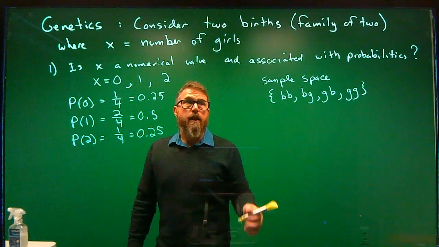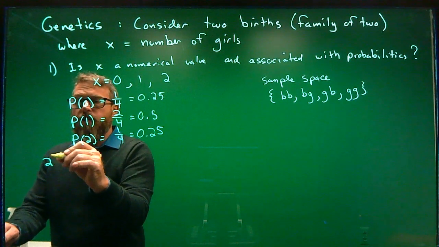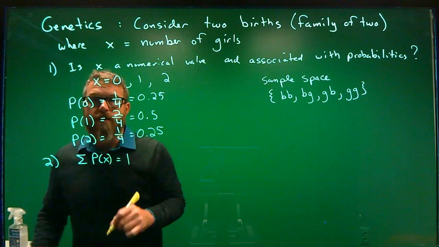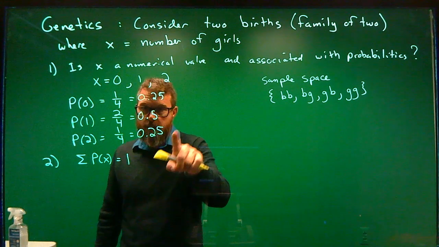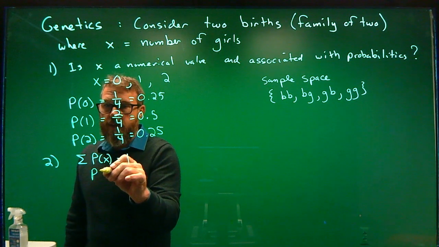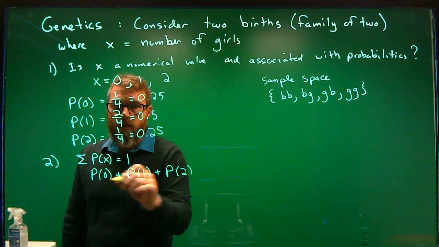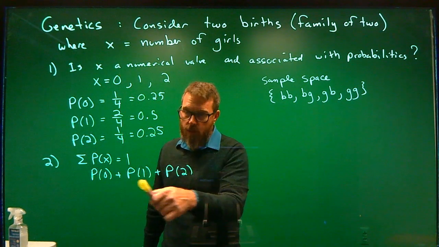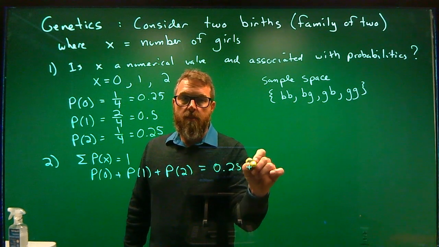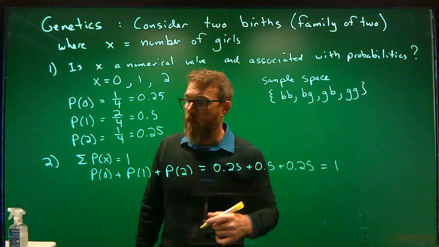All right, so, is this true? Yes, so it satisfies the first one. For the second requirement, we're verifying that the sum of all P of x is equal to 1. So let's look at the sum of all the probabilities. That's P of 0 plus P of 1 plus P of 2, because these are the only 3 numerical values and the only 3 probabilities. When I add these up, this is 0.25 plus 0.5 plus 0.25, which indeed equals 1. So that one works.